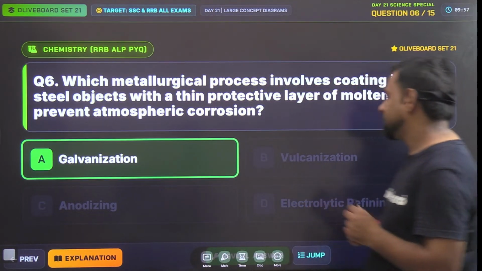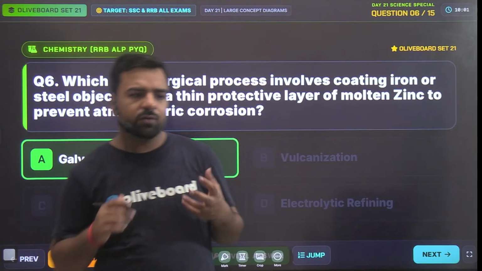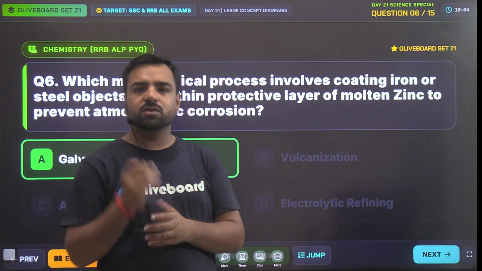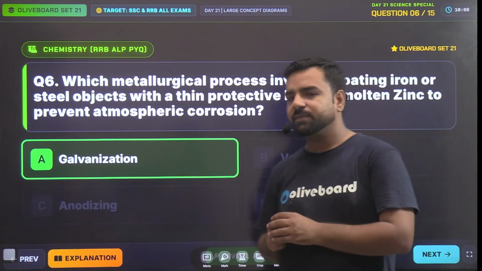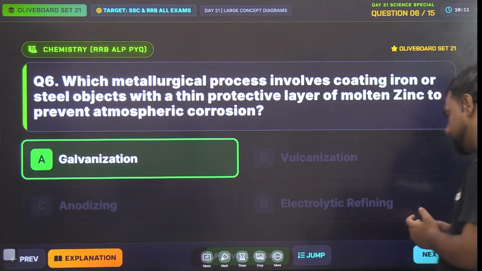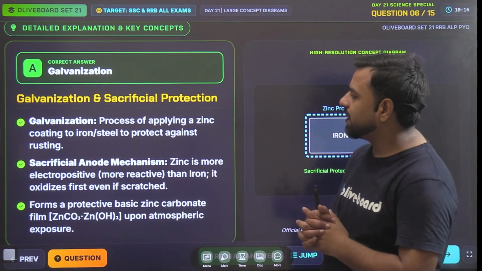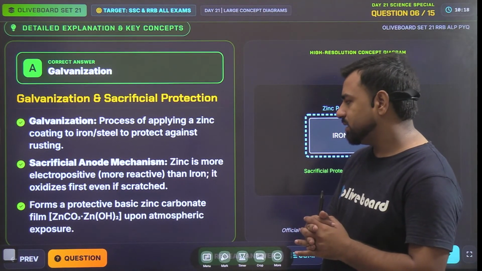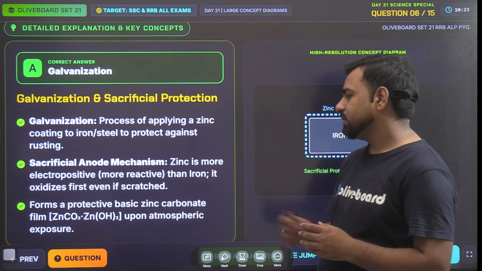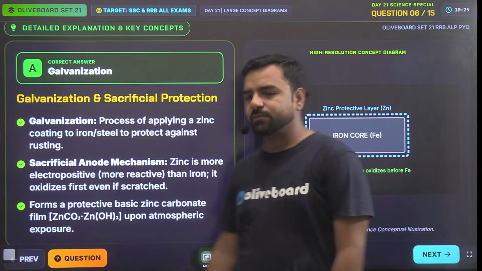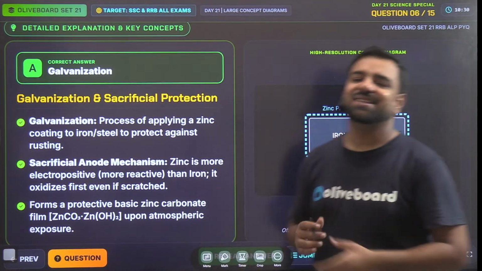What about other options? In the case of vulcanization, natural rubber is not of that much use. So for making the synthetic rubber, we use the process that is vulcanization, in which we use sulfur. Then we have anodizing, that's basically for aluminium, right? Okay, so that's done. Galvanization is the process of applying a zinc coating to iron or steel to protect against rusting. And here it forms a protective basic zinc carbonate film upon atmospheric exposure. So it keeps your steel or iron safe and sound. That's it.